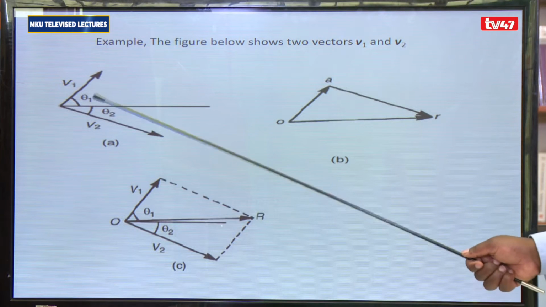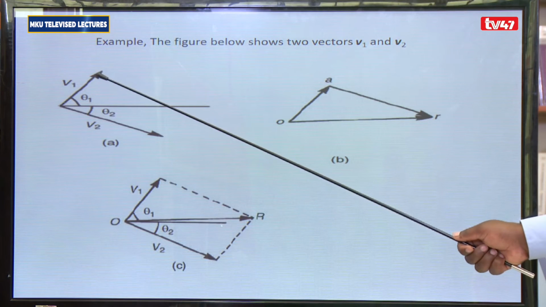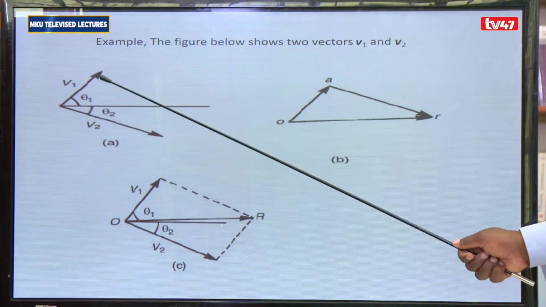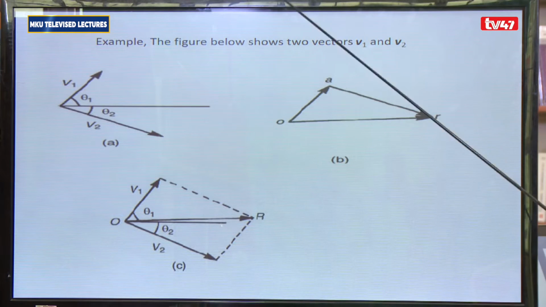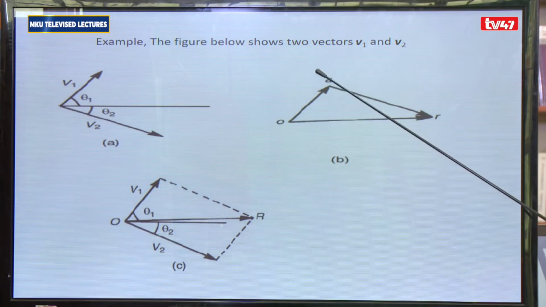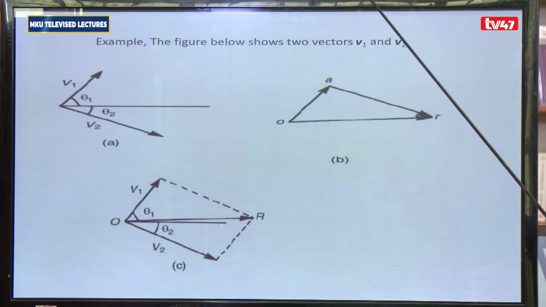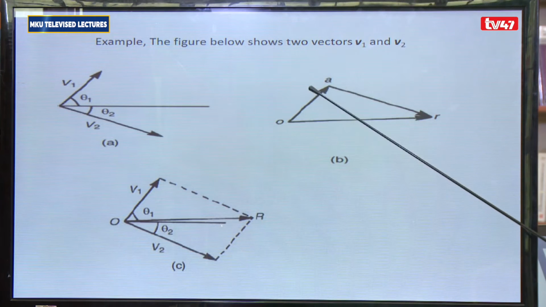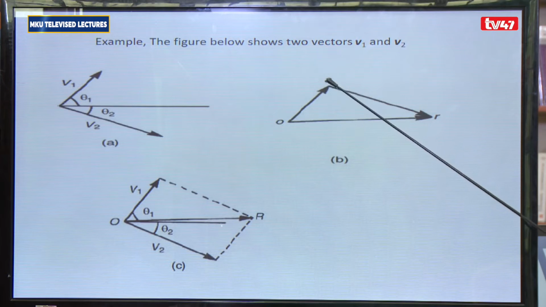The first one is head to tail. That is, this is the head of the vector, or the tip of the vector, and this is its tail. So you join the head of the first one with the tail of the second one, such that this vector V1 is represented by OA. Make sure that you draw it. If, for instance, you want to get the answer through construction, it should have the same magnitude and the exact angle.